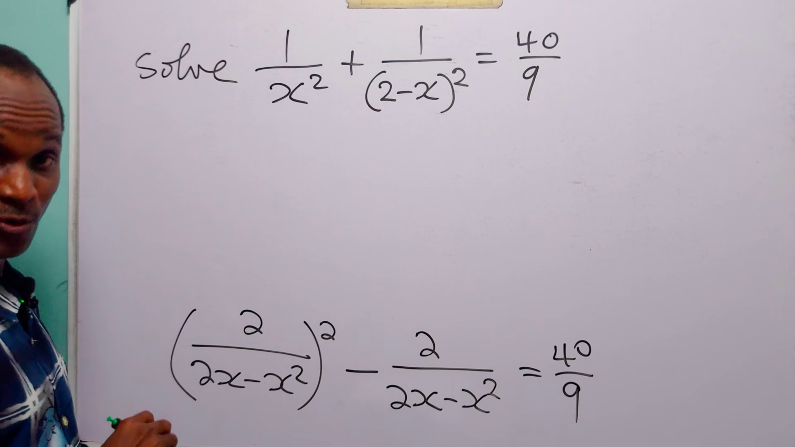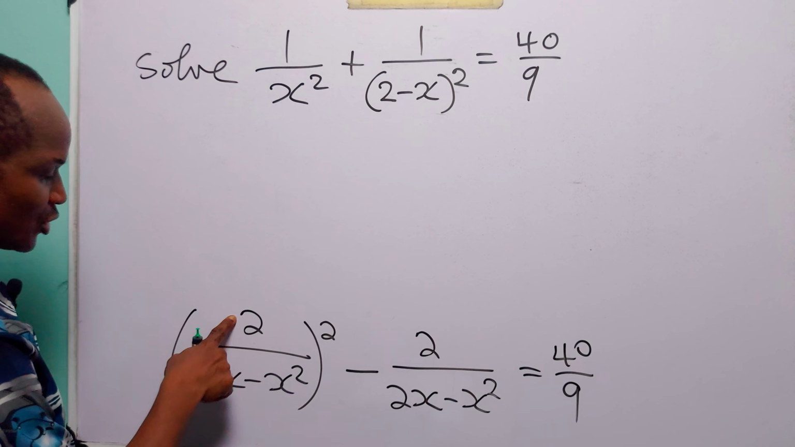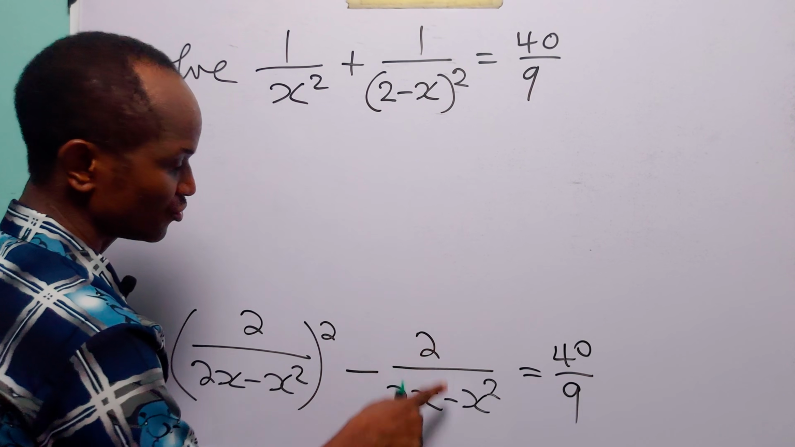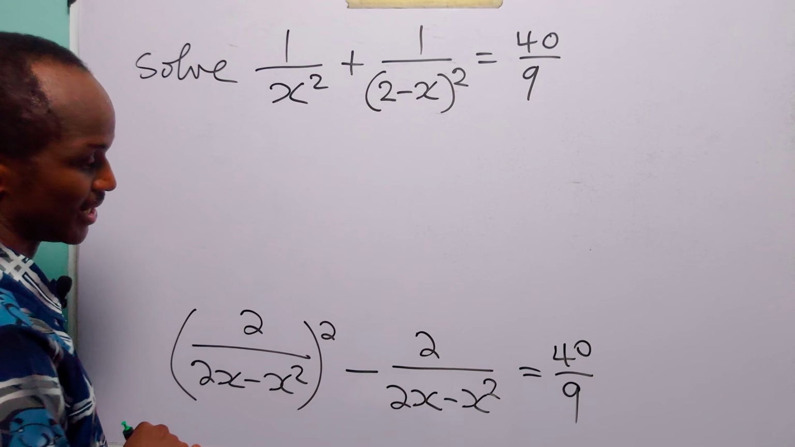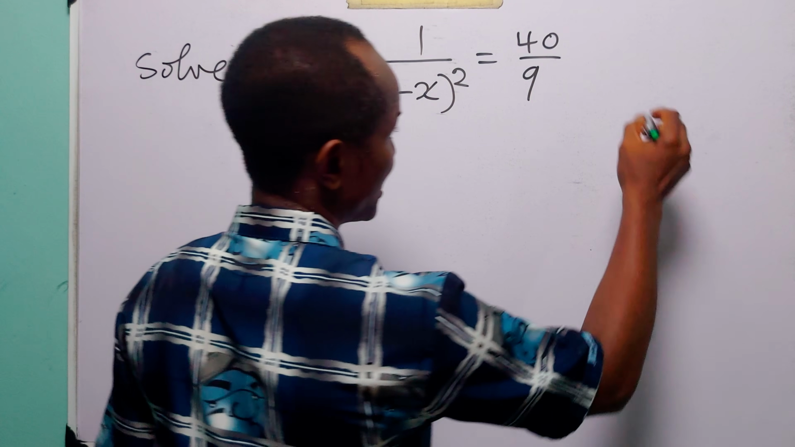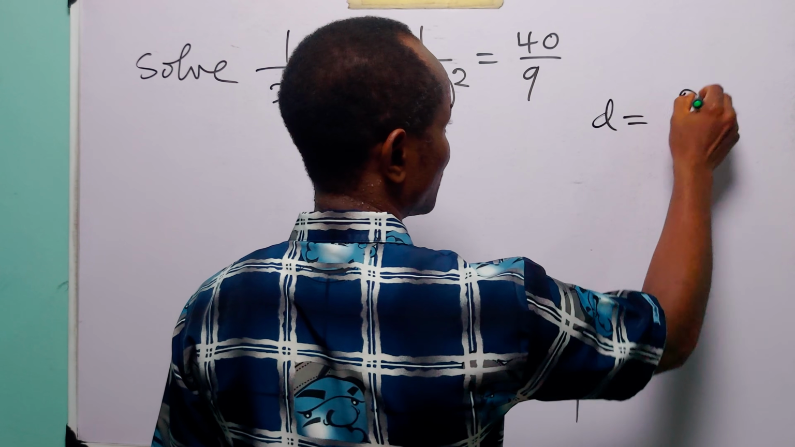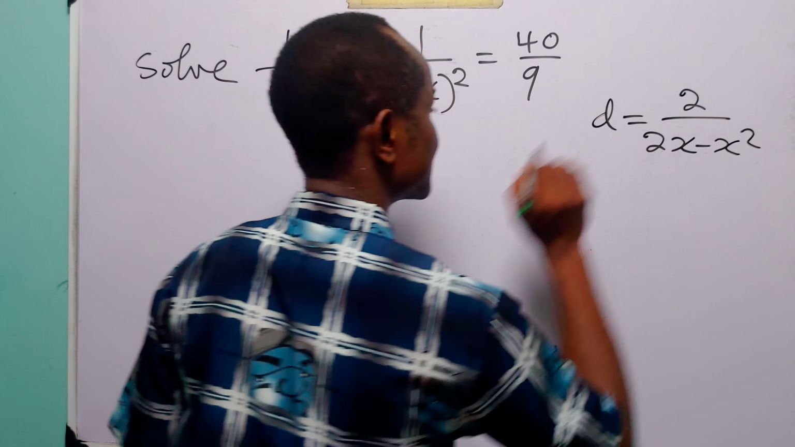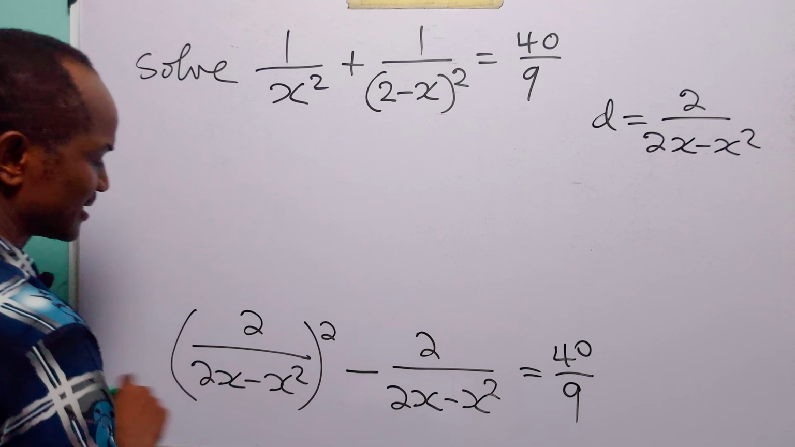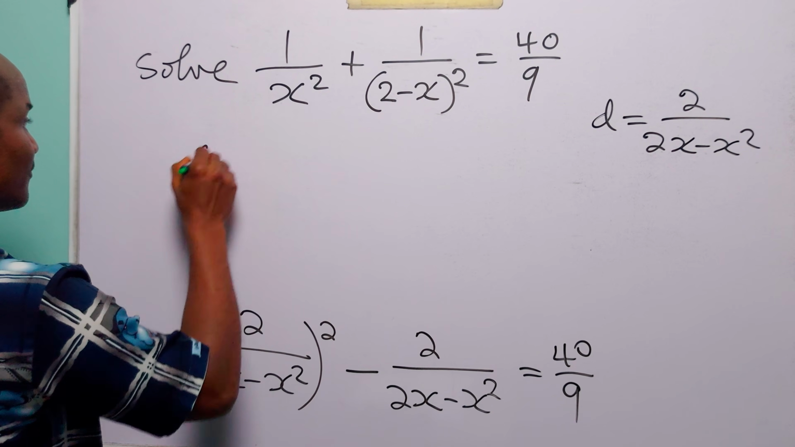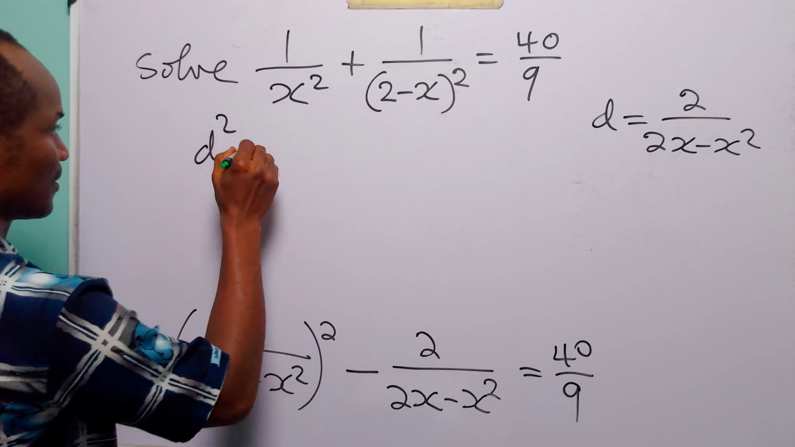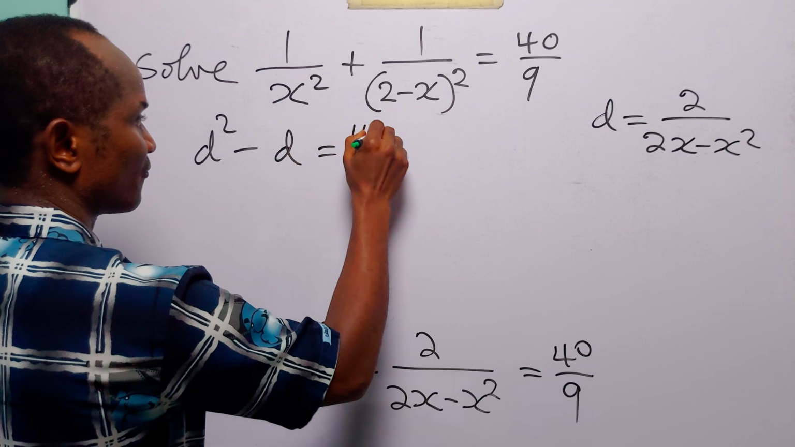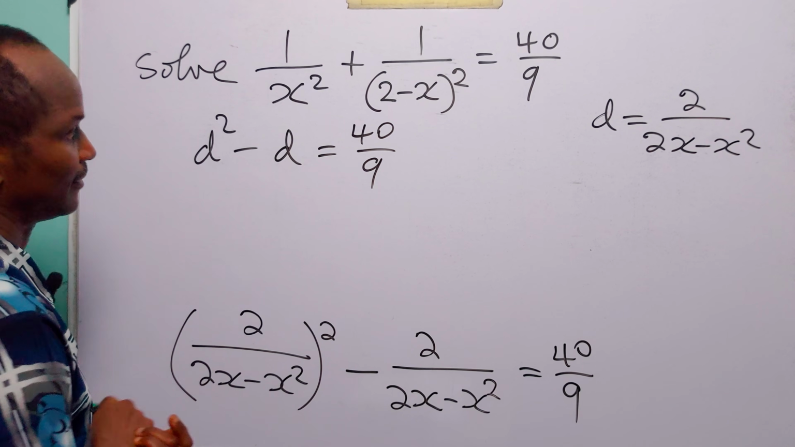Now, look at this equation. Notice that here we have 2 over 2x minus x squared. Here we have 2 over 2x minus x squared. So let us do a substitution. Let d be equal to 2 over 2x minus x squared. That means that we can write this equation as d squared minus d is equal to 40 over 9.